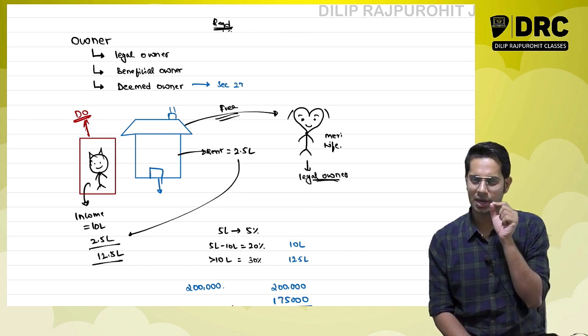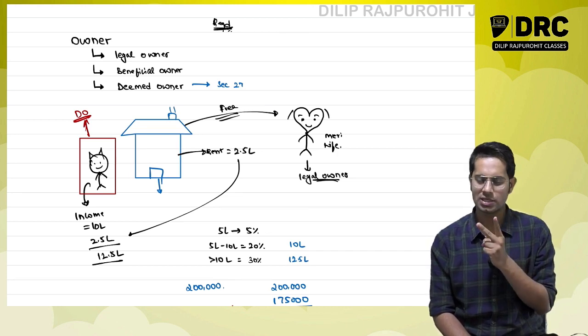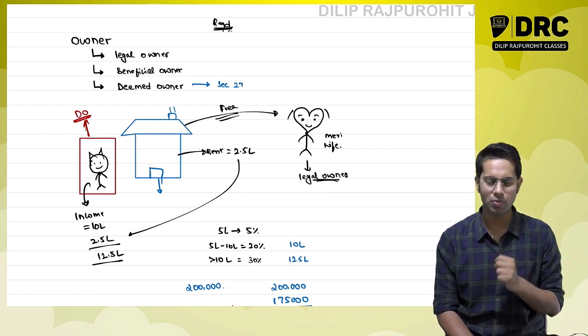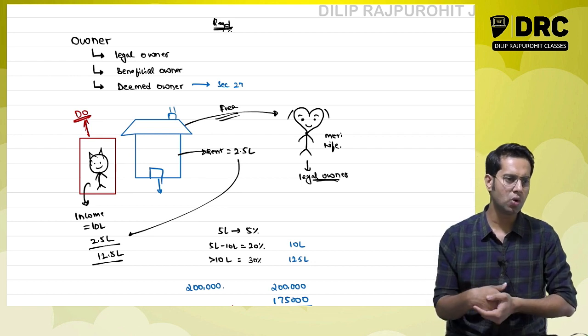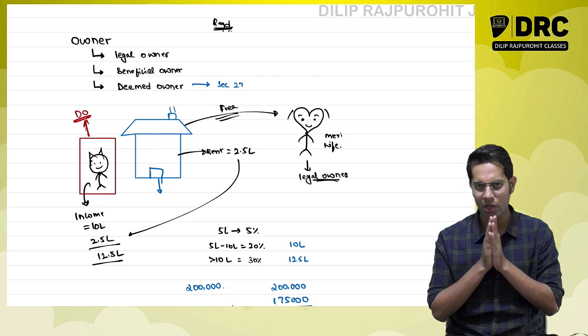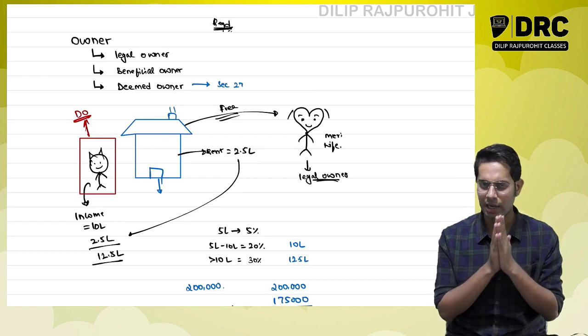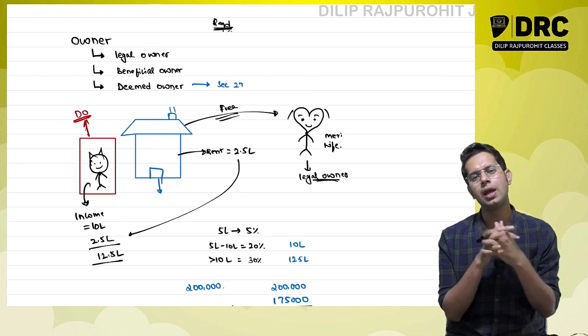Rental income will be taxable under the head income from house property if two conditions are satisfied. Condition number 1, there should be a house property. Condition number 2, the assessee should be the owner of such house property. Sir, we understood the meaning of house property, building and land appurtenant to such building. Sir, what do you mean by owner?